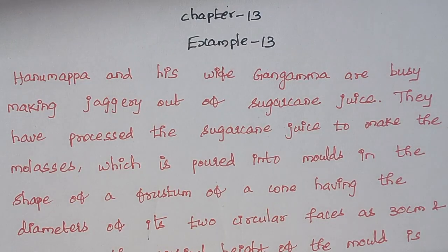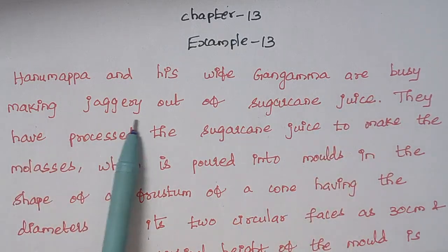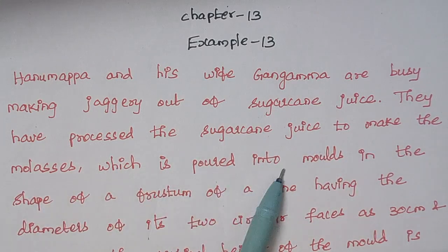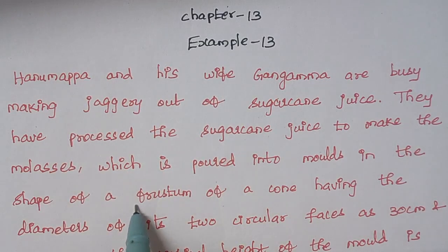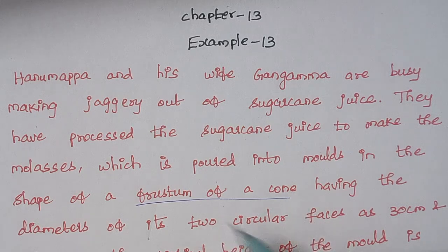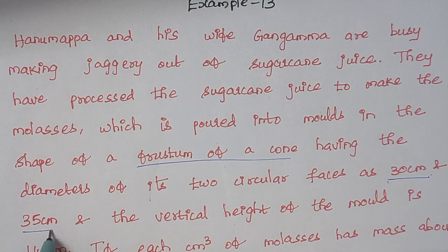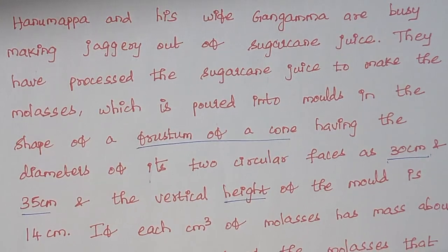So example 13. Hanumappa and his wife Gangamma are busy making jaggery out of sugarcane juice. They have processed the sugarcane juice to make the molasses, which is poured into molds in the shape of a frustum of a cone having the diameters. Anyway, here we have some story. Finally, you see frustum of a cone and it has diameters as 30 centimeter and 35 centimeter. And the vertical height h is given, which is 14 centimeter.